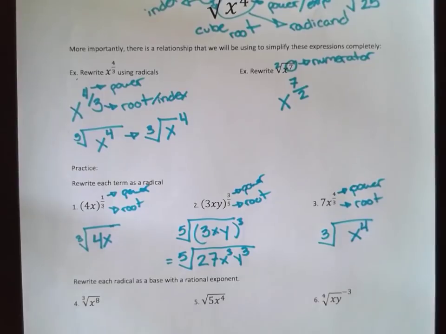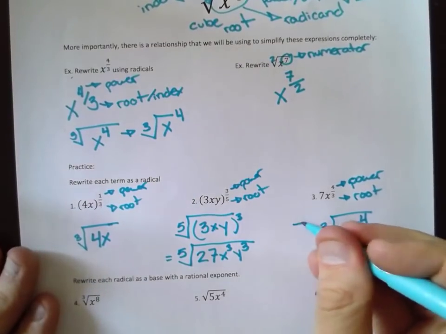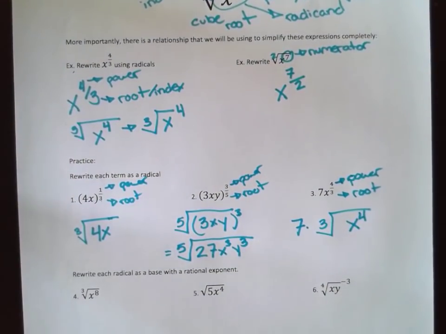Mr. Z, where does the 7 go? Let's place it outside. So it's 7 times the cube root of x raised to the 4th power. That may look weird, guys, but again, since the 7 is not part of that power, since the 7 is not grouped inside parentheses, the 7 cannot go underneath the radical. So please don't make that mistake.